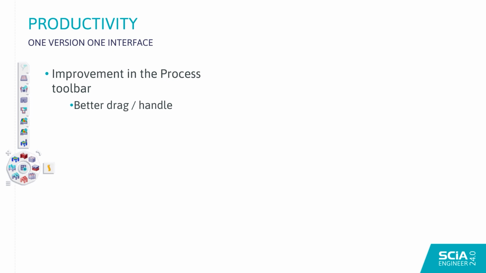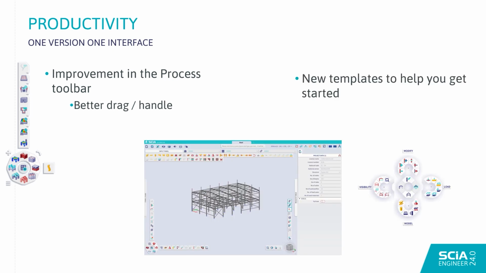Another improvement, especially for the new users, is new templates. And we implemented new templates by type of structures. So if you design, for example, a steel structure or a concrete structure, you can upload these templates, you can activate these templates, and that will allow you to get started with SCIA Engineer with a pre-configured interface that you can, of course, later on customize as you see fit.